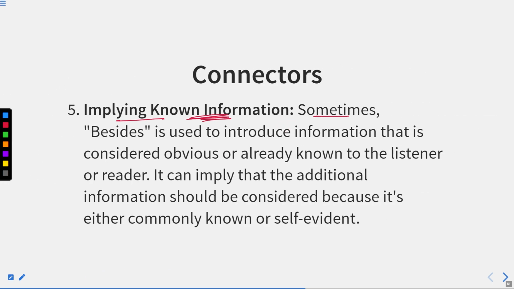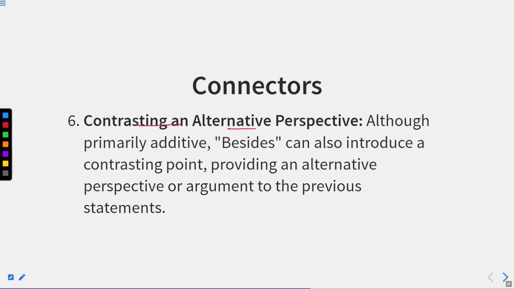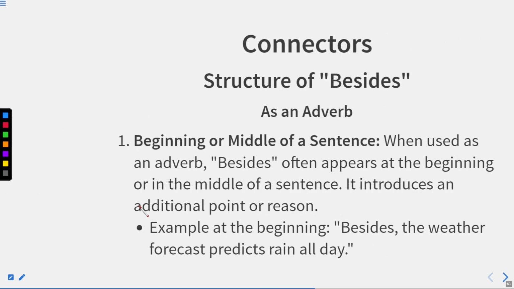Implying known information. So sometimes besides is used to introduce information that is considered obvious or already known to the listener or reader. It can imply that additional information should be considered because it is either commonly known or self-evident, or you can say to highlight whatever has been mentioned over there. That this is also a relevant point to make that something highlight. To make that highlight, we should use besides. Okay. Now, contrasting an alternative perspective, although primarily additive, besides can also introduce a contrasting point, providing an alternative perspective or argument to the previous statements.